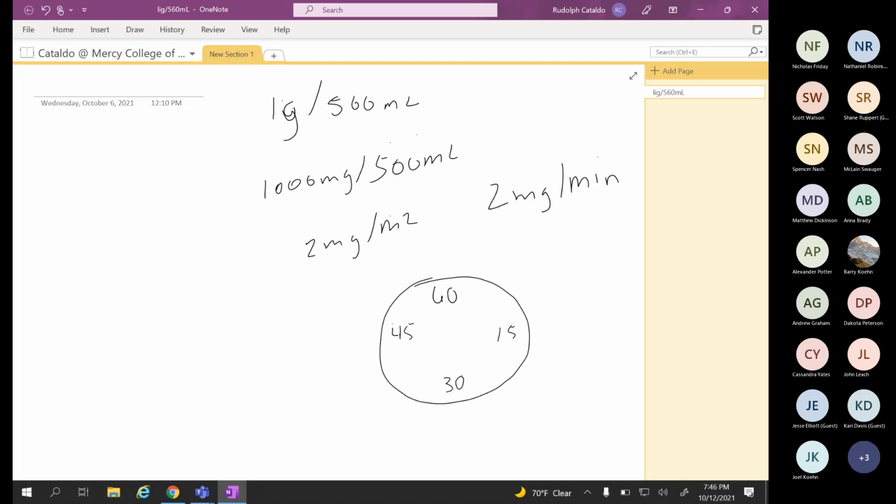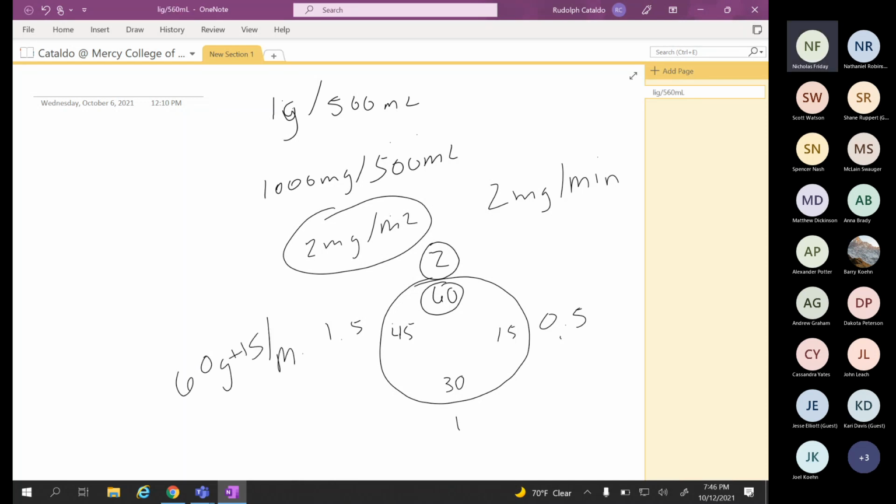I know my concentration is 2 milligrams. So 2 goes at the top. Half of 2 is 1. Half of 1 is 0.5. 0.5 plus 1 is 1.5. I want to give 2 milligrams a minute, which is equal to 60 drops per minute. Yep, and that's what we got. Okay.